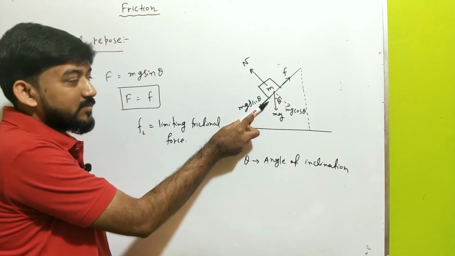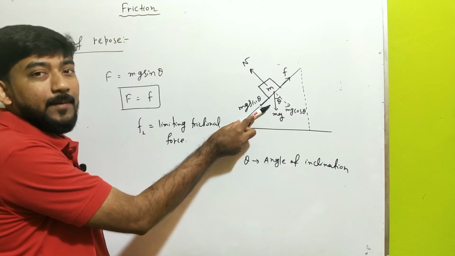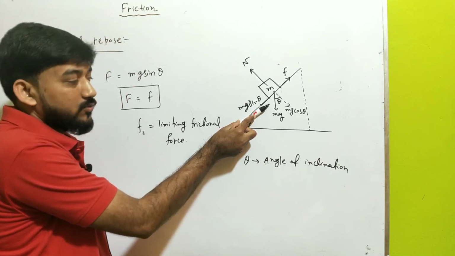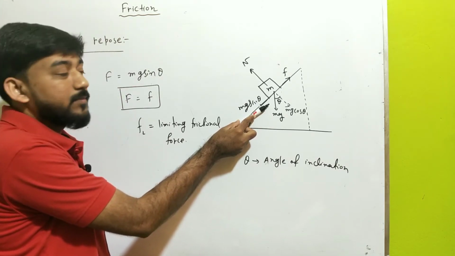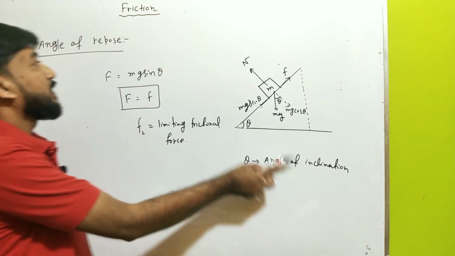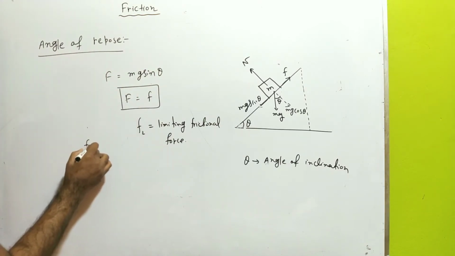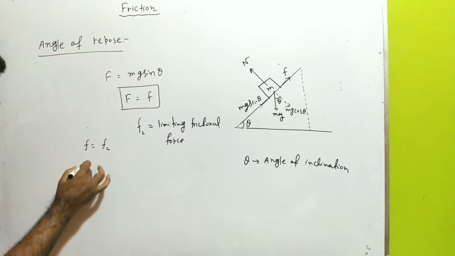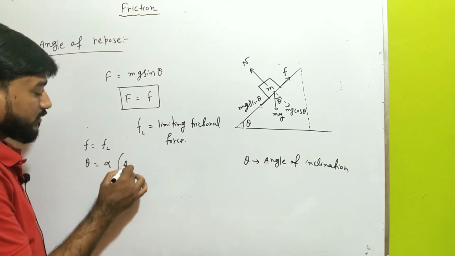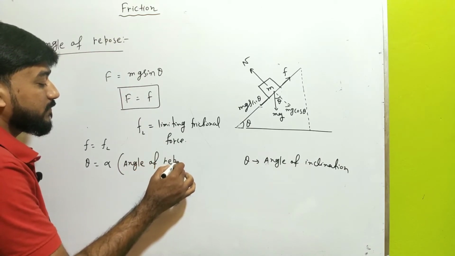So at that extreme theta, you will reach a particular value of theta when the object will be just about to slip, and that particular value of the angle of inclination is called the angle of repose. So you can say here, when F is equal to FL, then theta will be alpha. Let me take it as alpha, and this alpha is nothing but the angle of repose.